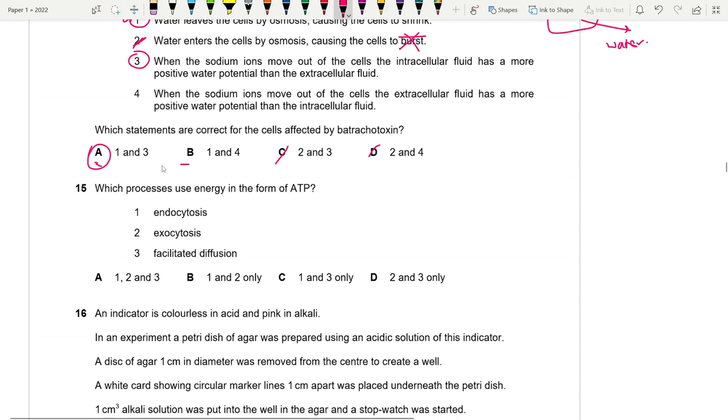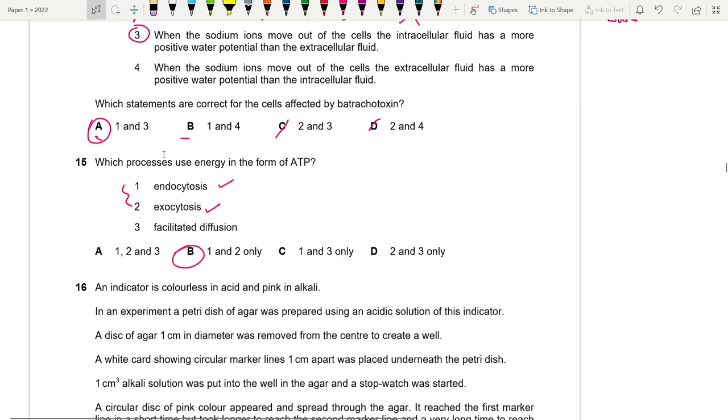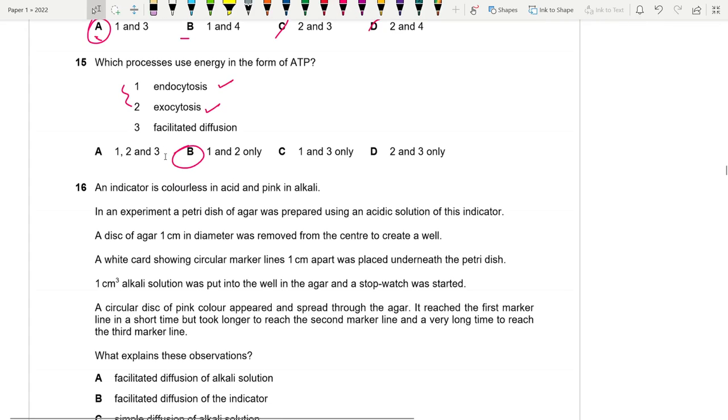Which process uses energy? ATP. Endocytosis, exocytosis. These are active processes. 1 and 2. Facilitated diffusion is passive. 15, B.